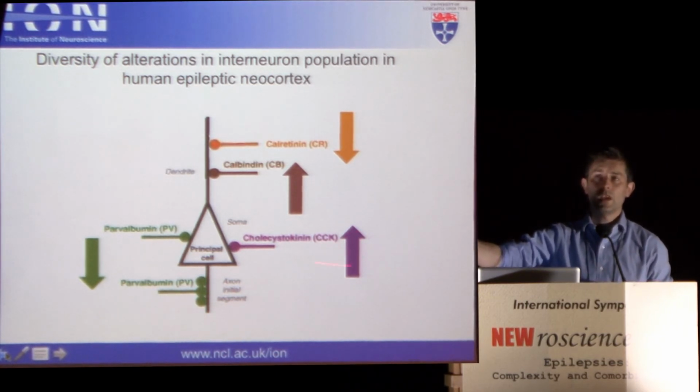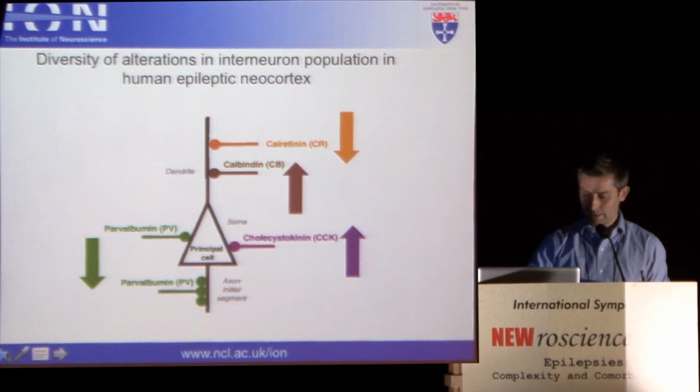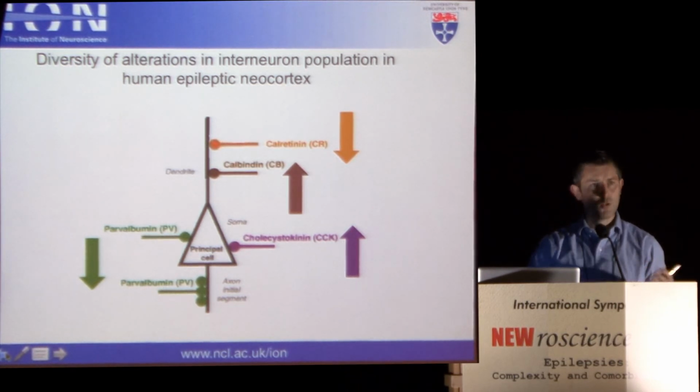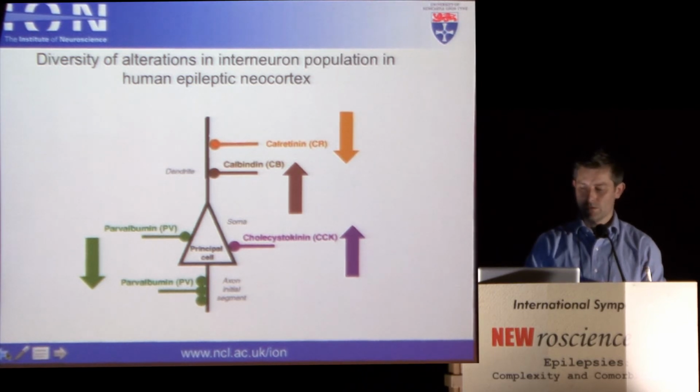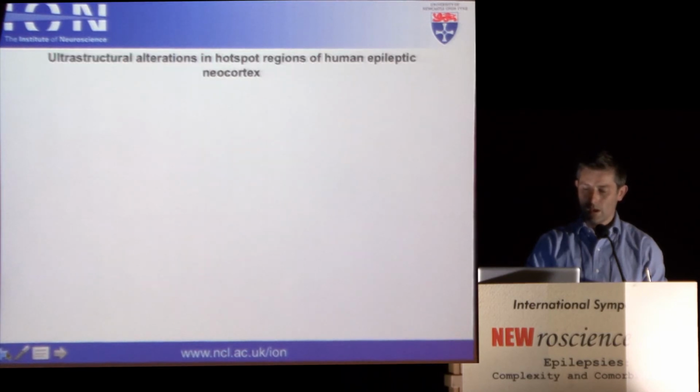Clearly, CCK containing interneurons, the expression of those is up, and also we're seeing increases in calbindin, but decreases in calretinin. So there's some form of alteration that has occurred in response to the epileptic activity in these networks.